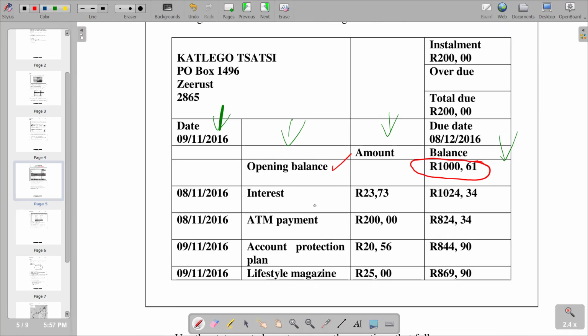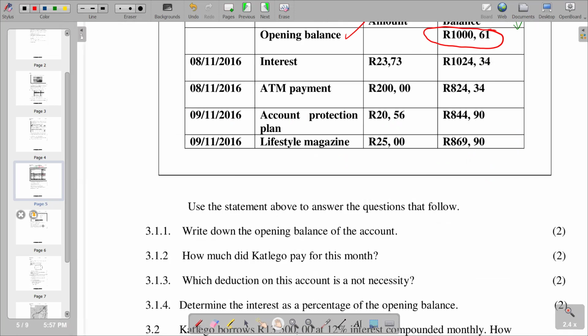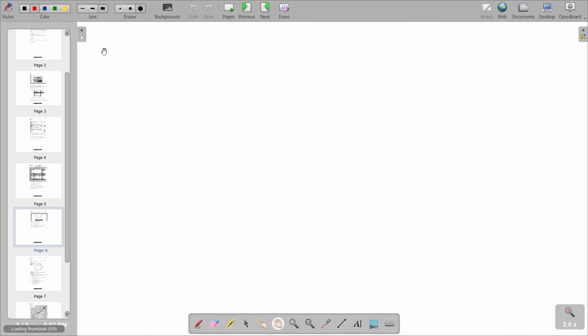So we can put it down in the answer section, for question 3.1.1. The answer that we have is 1,000 rand 61 cents. So that is our opening balance.